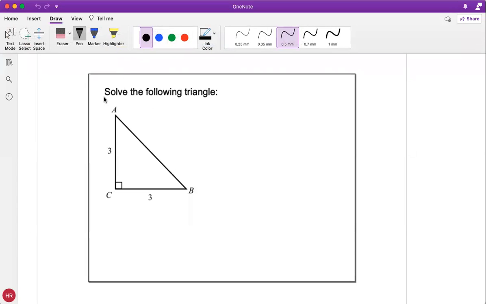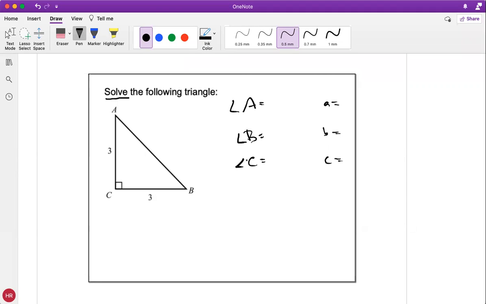So we're kind of doing the same thing, solve. When it says solve the triangle, that means find all the angles and all the sides. So I need to know angle A, angle B, and angle C, and I need to know side A, side B, and side C. Generally, you're going to be given 3 of these things at the beginning.